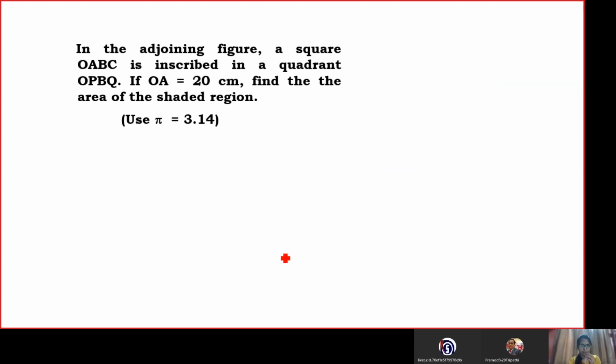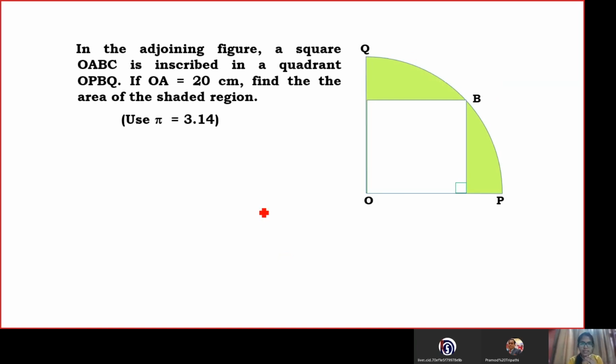One more question. It says, in the adjoining figure, a square OABC is inscribed in a quadrant. A square OABC is inscribed in a quadrant. Quadrant, I just now told you, is 1/4 part of a circle. A quadrant is 1/4 part of a circle. We have been given OA as 20 centimeters. And we need to find out the area of the shaded portion. That means this portion we have to find out. How will we do that?